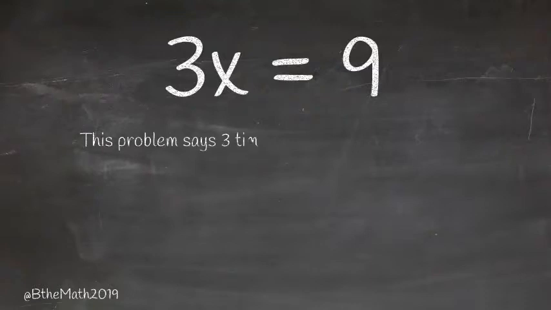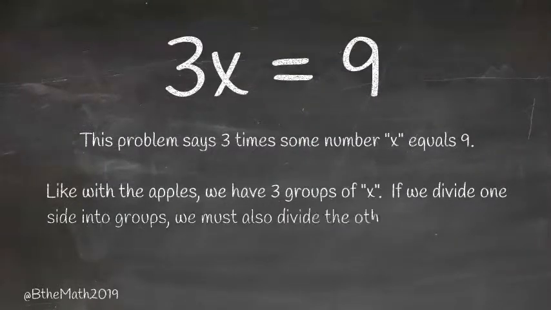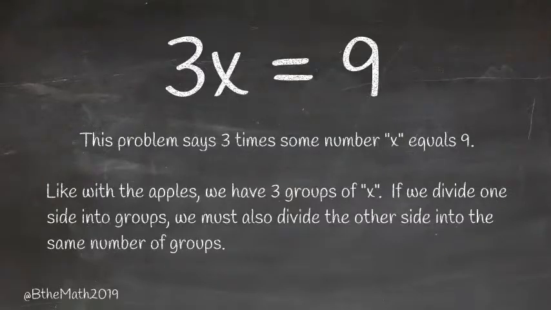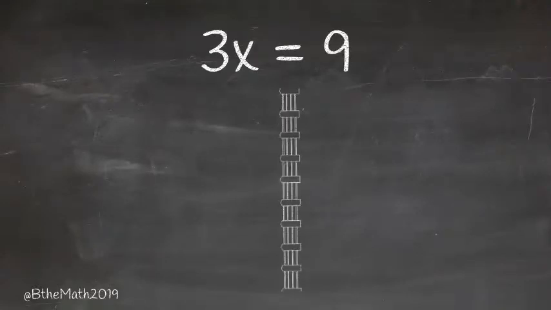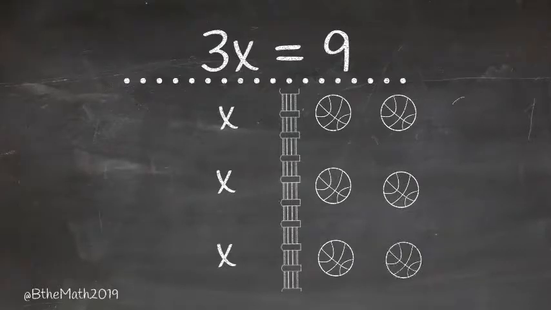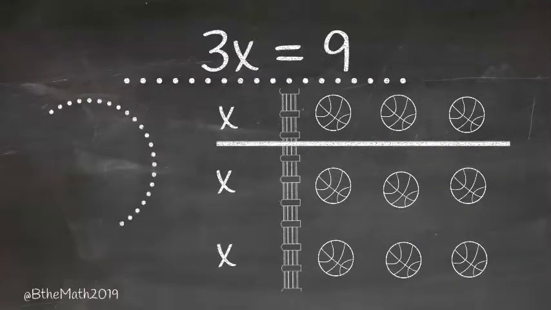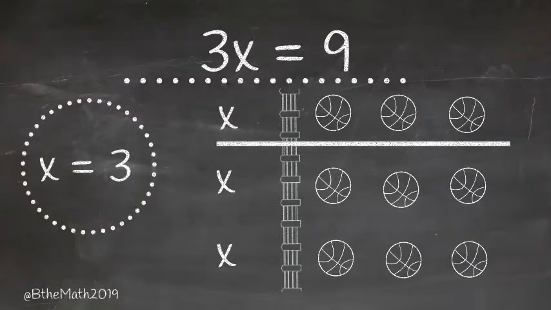In the problem 3x equals 9, it says 3 times some number x equals 9. We have 3 groups of x, and if we divide one side into groups, we must also divide the other side into the same number of groups. As an example, dividing our problem onto two sides and using balls, put one in each group until we end up with 9 total, and then we can see that 1x has a group of 3 balls. Therefore, x equals 3.